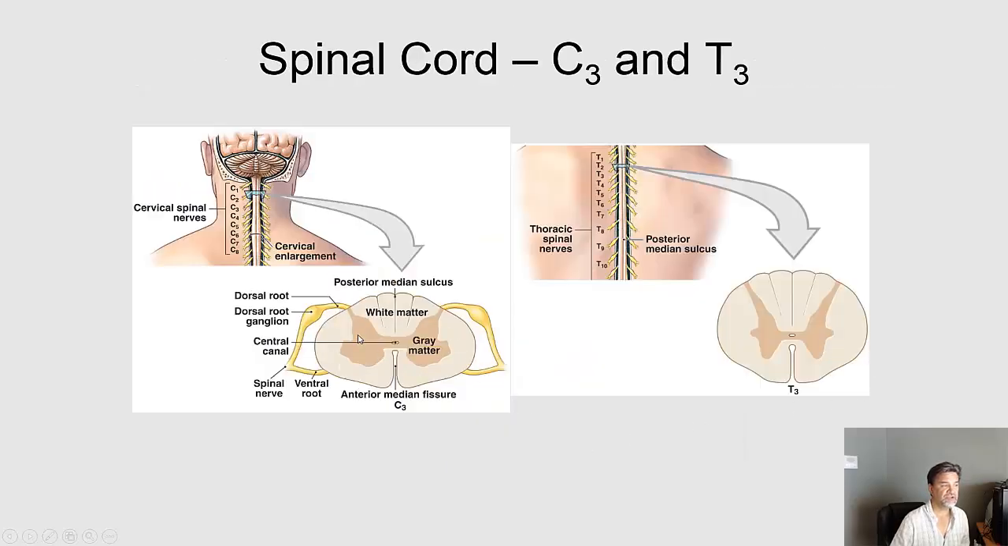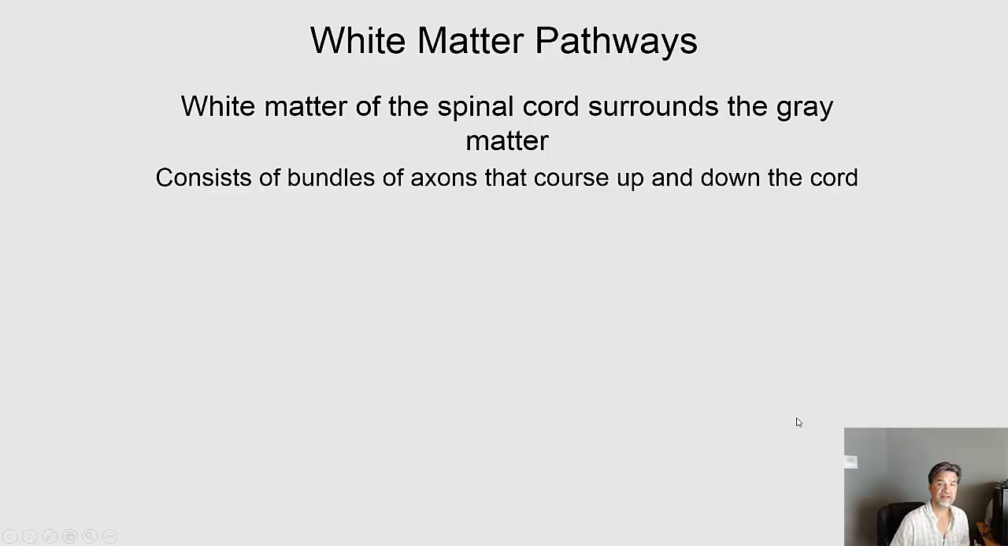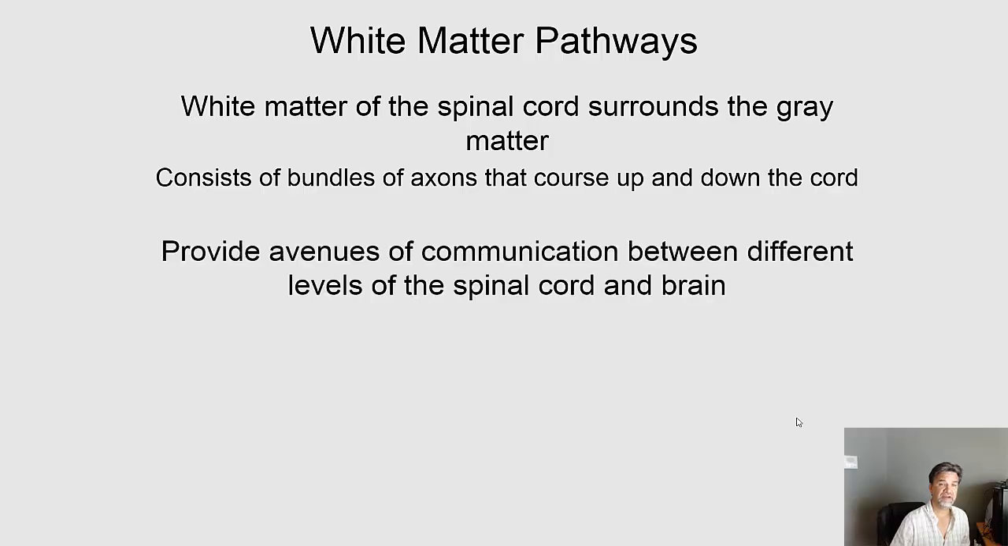Just want to show you the distribution of gray matter and white matter. Particularly gray matter is different in the cervical region versus the thoracic region, right? Certainly a vast difference in shapes of those two regions. White matter surrounds the gray matter, and again, it's the bundles of myelinated axons that are going up and down the spinal cord, and they are going to allow communication between different levels of the body and the brain.